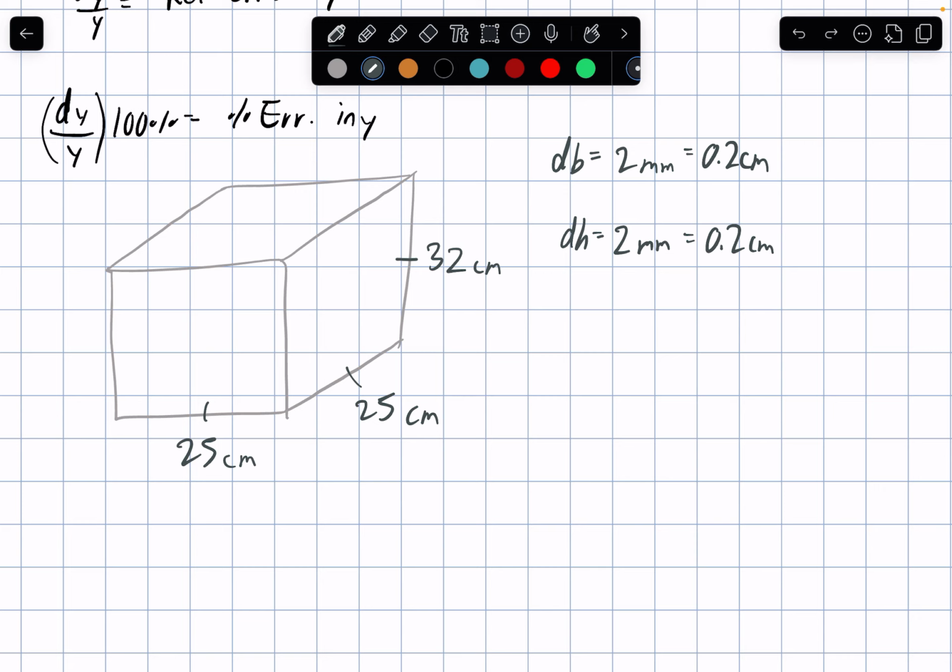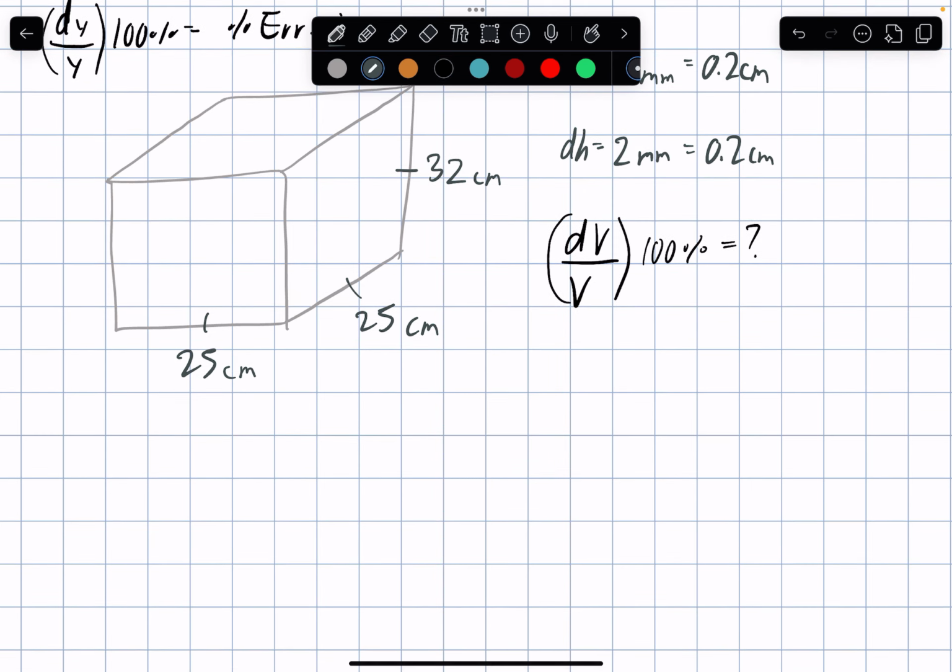So how do we compute? Let's just write down first our formula for percent error. Since we're dealing with volume, dV over V times 100 gives us our percent error. But first things first, how do we identify what our dV is? This is where we apply derivatives. For the volume that we can compute right now, it's this. So let's do exactly that. V is equal to length times width times height.